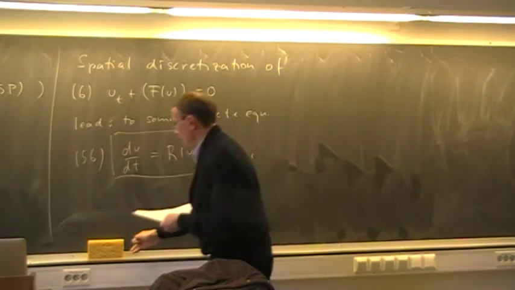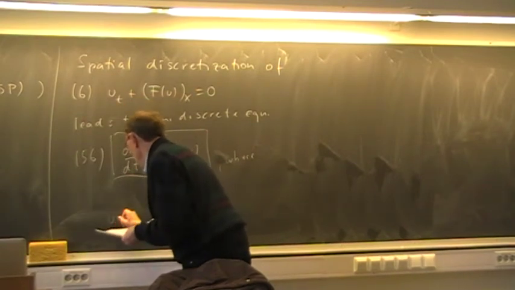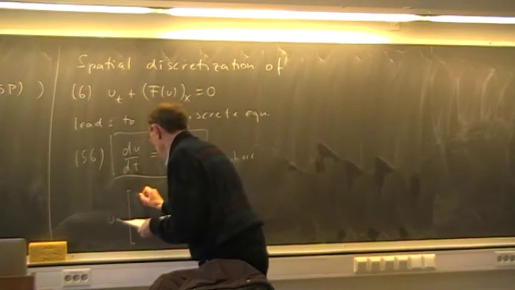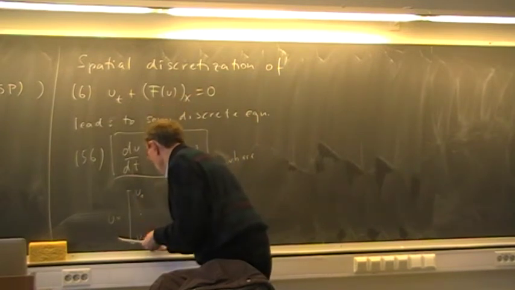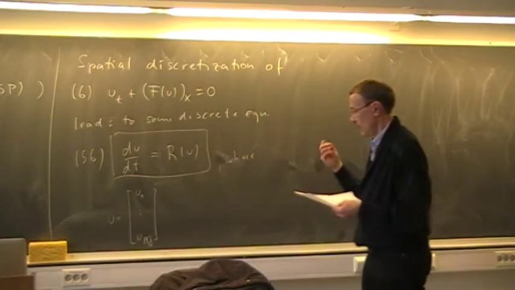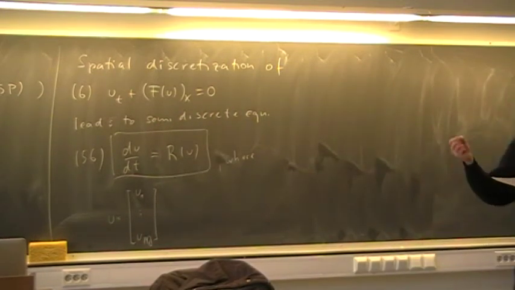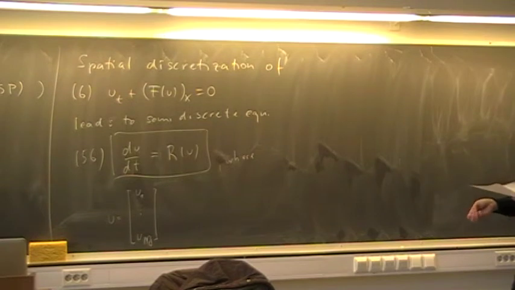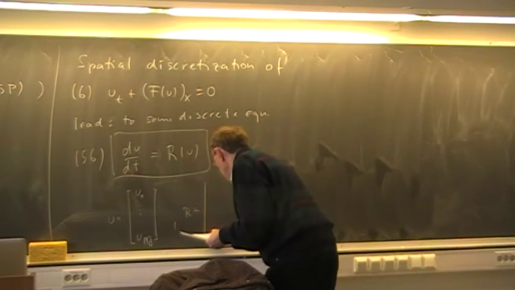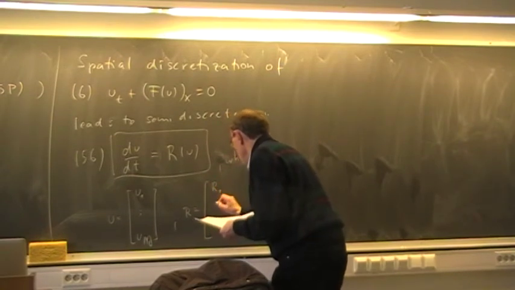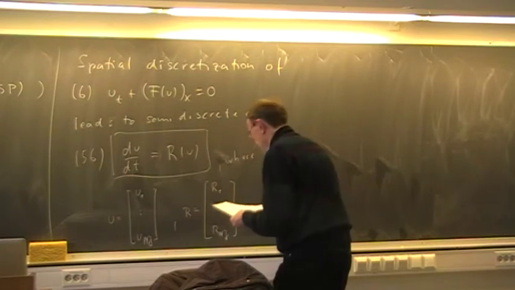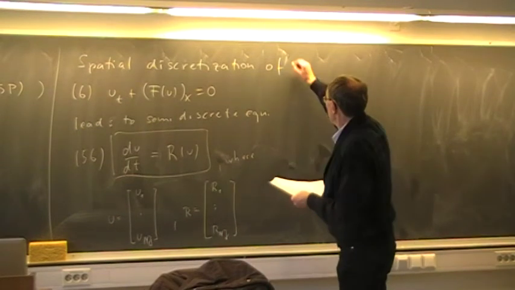Here, u is now the vector with our unknowns. Say we have u1 to u_nj, that is, these are our unknowns at the grid points 1 to nj. And r is the residual vector, also containing nj components, and that is then the following.